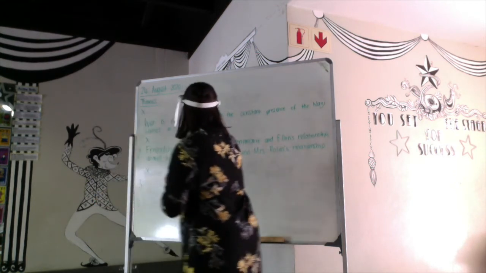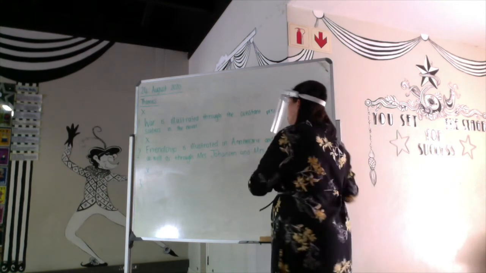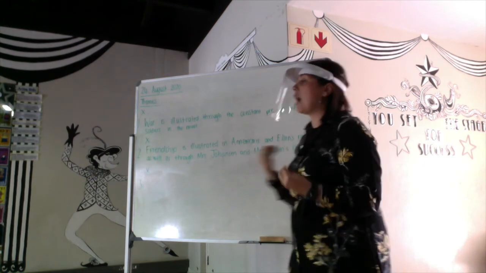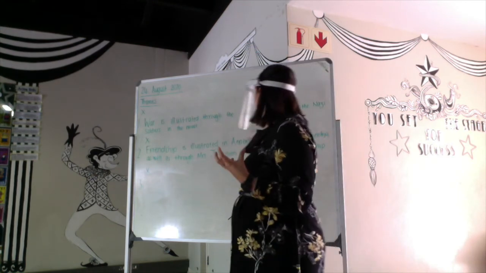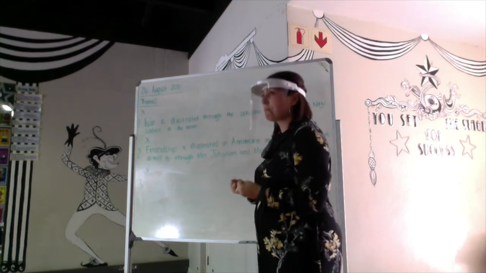So friendship is illustrated in Anne-Marie and Ellen's relationship, as well as through Mrs. Johansson and Mrs. Rosen's relationship. And by the end, we'll see how this relationship has grown stronger and become a stronger bond.